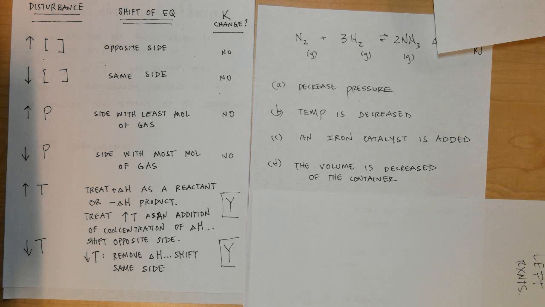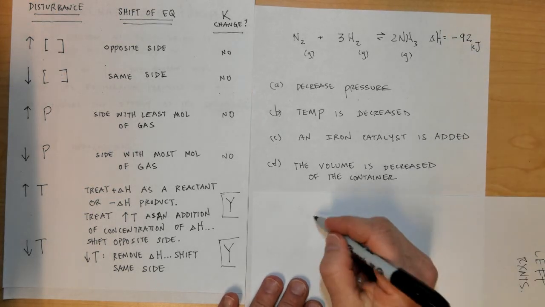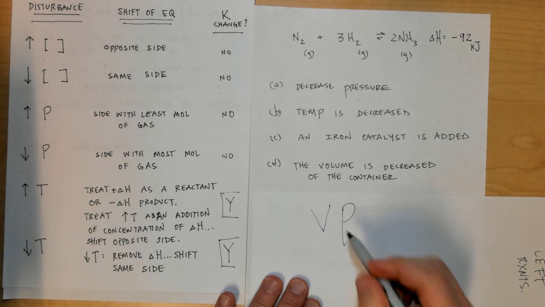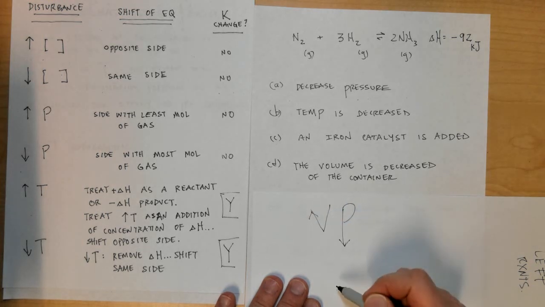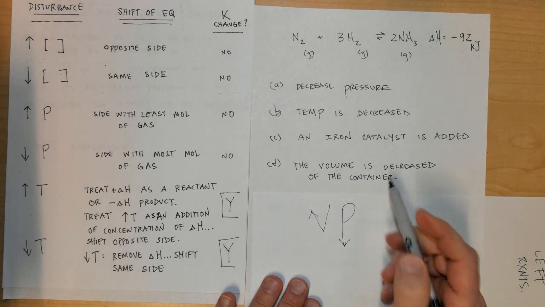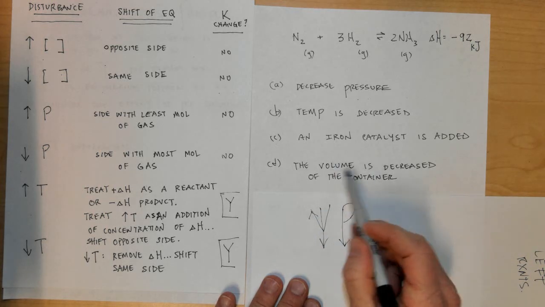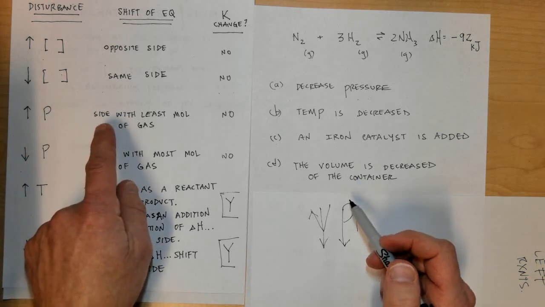And the last one. The volume of the container is decreased. How are volume and pressure related in gases? Remember, if the pressure goes down, the volume goes up. So if the volume is decreased, so the volume goes down, that means the pressure's got to go up. So by saying this, I'm actually asking, if I increase the pressure, what will happen?